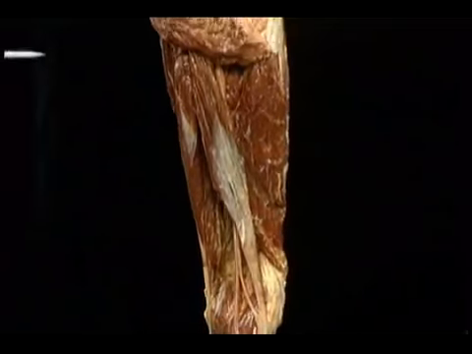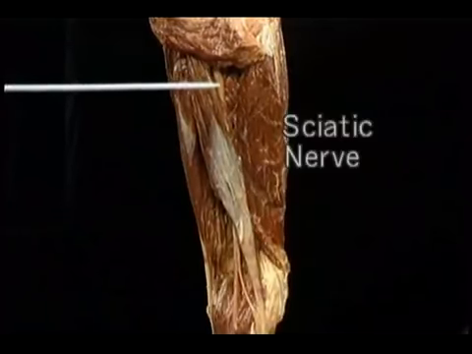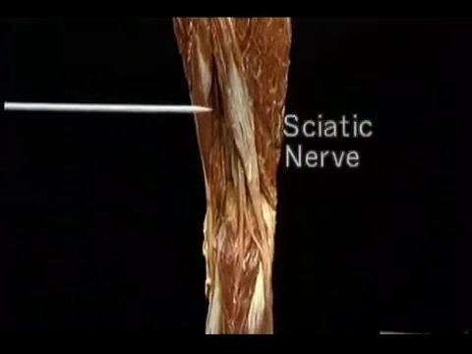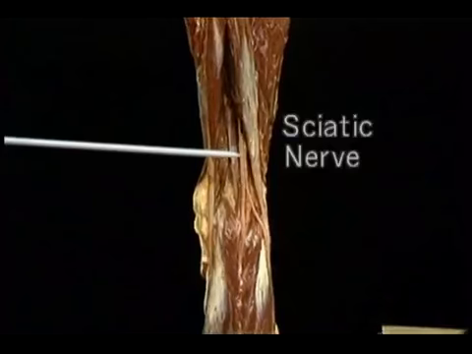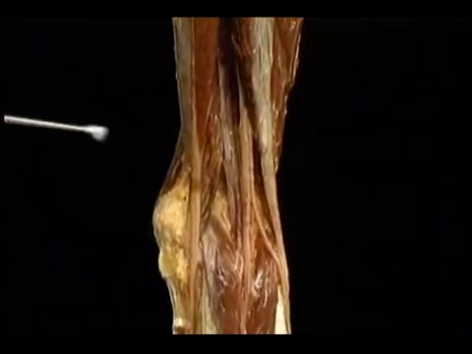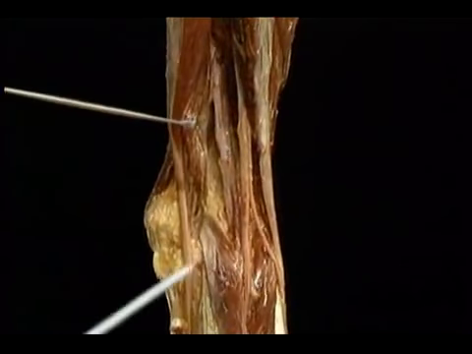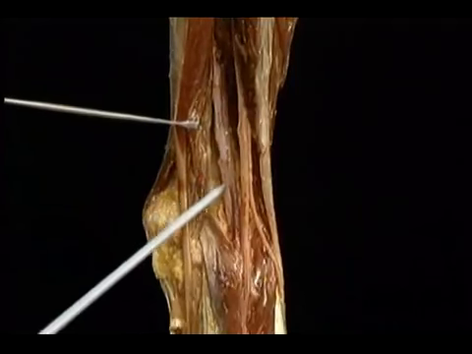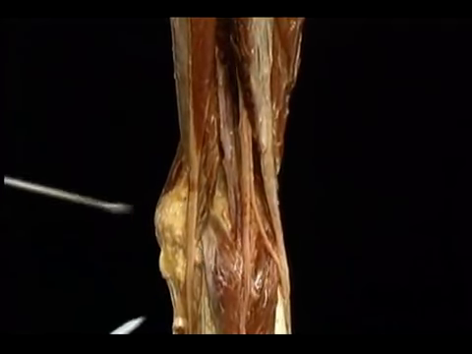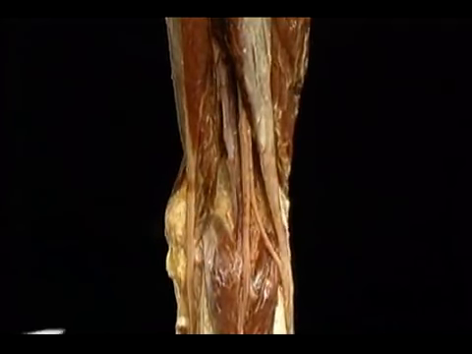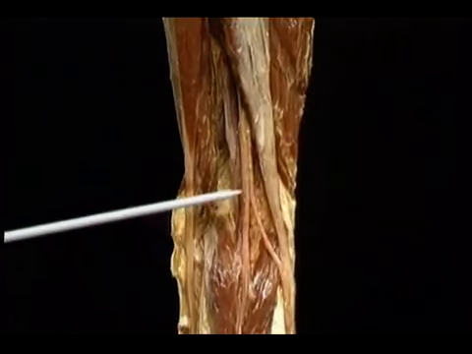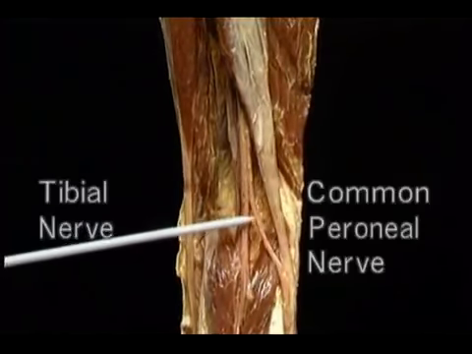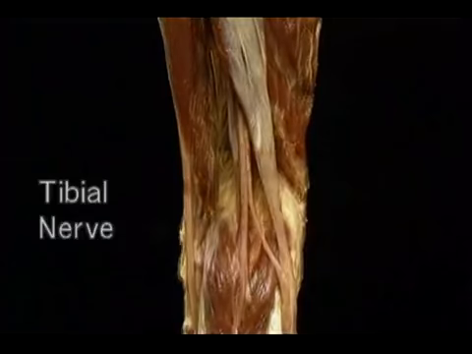As we saw in the previous section, the sciatic nerve passes deep to biceps femoris. Here it is emerging. Here are the popliteal vessels coming in beneath the semi-muscles and passing deep to the nerve. Above the knee, the sciatic nerve divides into two major nerves, the tibial nerve and the common peroneal nerve.